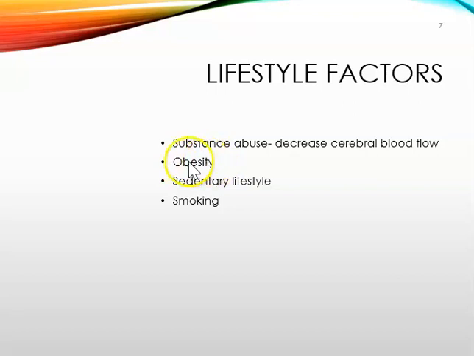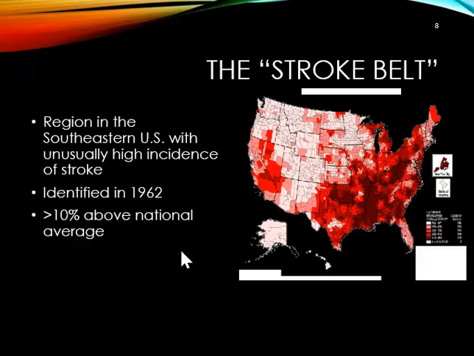Obesity ties in with a lot of things, definitely with sleep apnea, and what we talked about on the previous slide is sleep apnea putting a patient at an increased risk for stroke. Sedentary lifestyle fits together again with the obesity and the sleep apnea, and of course smoking. Smoking almost seems to be one for everything.